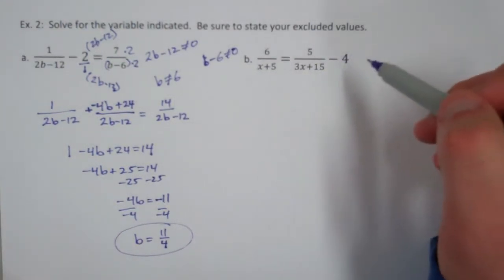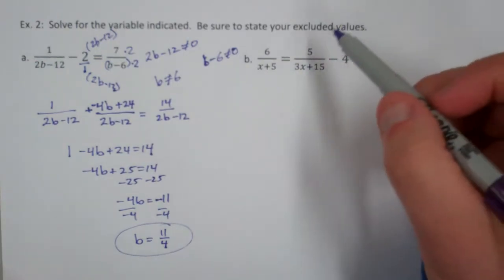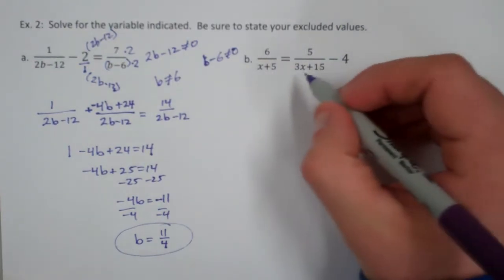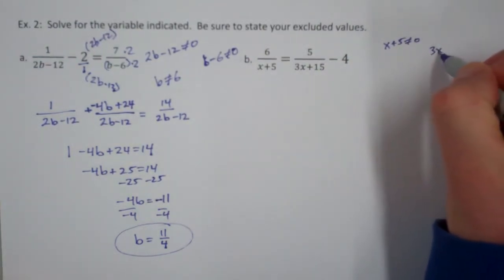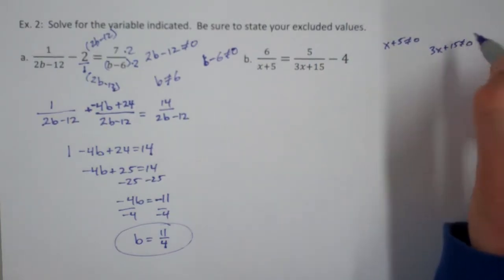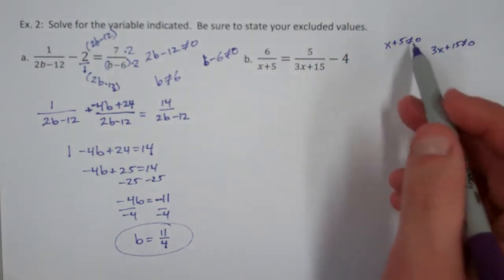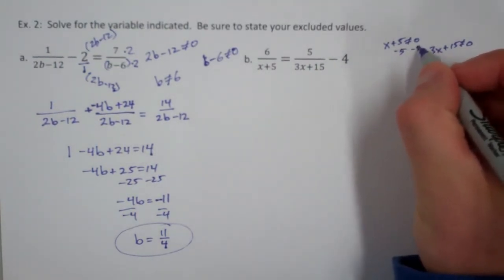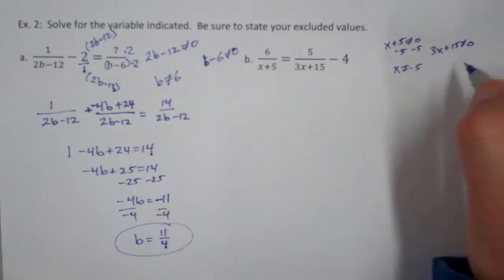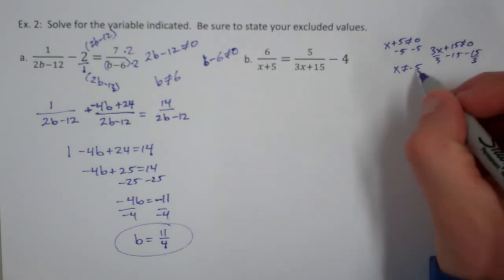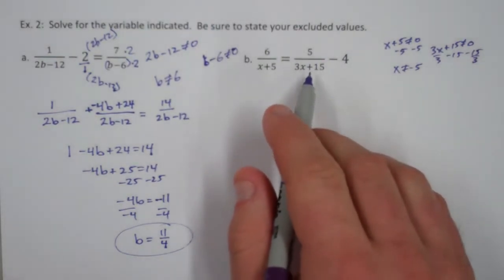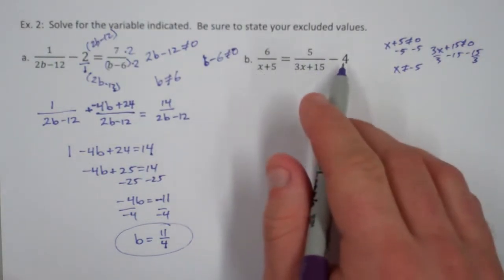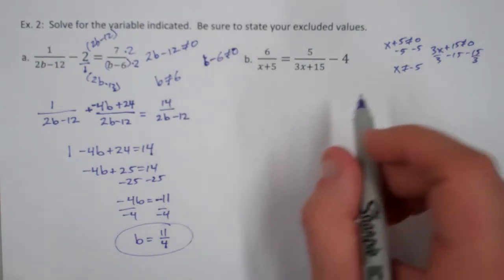We'll try a different technique with this one here on the right-hand side. We do need to make sure that we do our excluded values, though, for each one of these. So all we do is set any denominator of a fraction that has a variable in it not equal to 0. We'll subtract 5, so x cannot be negative 5 here. Then we'll subtract 15, and then divide by 3. And you'll notice that that's also negative 5, so this is actually our only excluded value. The technique I'm going to use right now is I'm going to multiply each one of these by 3x plus 15. We'll see what happens.